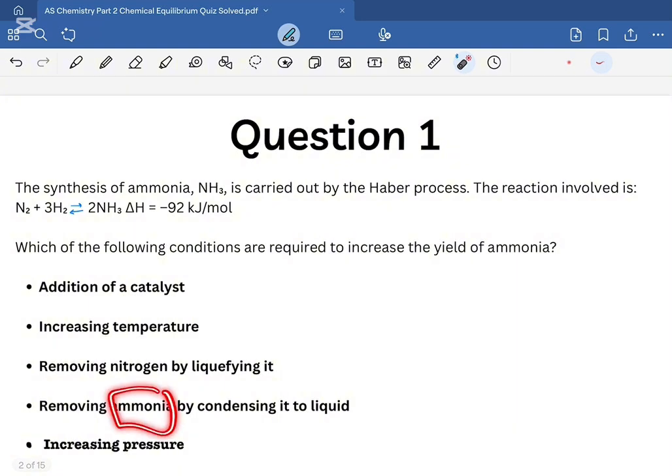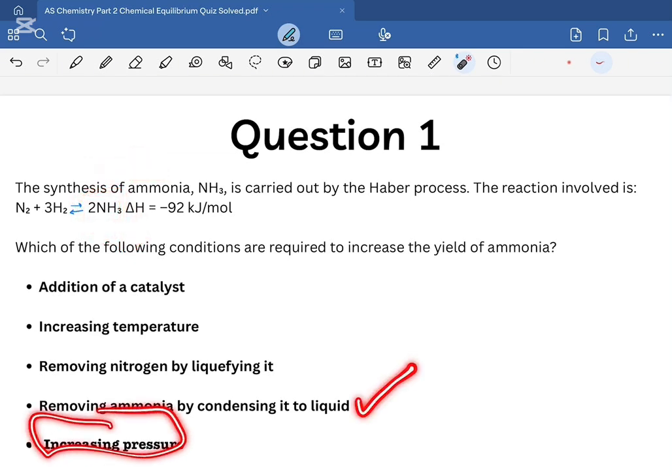Now removing ammonia. If we remove ammonia, then this means that we are decreasing the amount of ammonia. So the system is going to counteract this change and make the reaction shift to the right side. And in this case, the NH3 is going to increase, and so the yield is going to increase. So this option is correct.